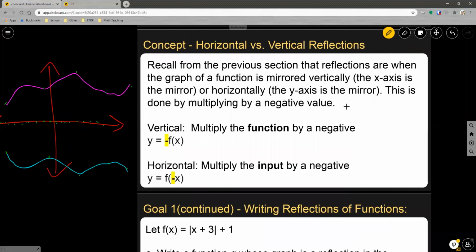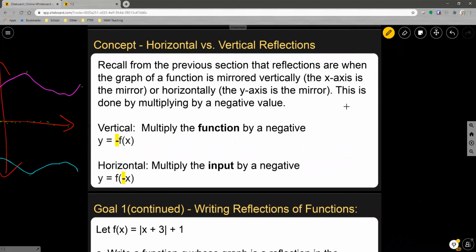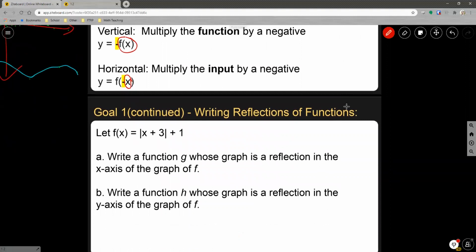Either way we reflect, we are multiplying either the function or the input itself by a negative value. As you can see right here, if it's affecting the whole function, my function in this case is f of x, I put a negative sign in front of it. If I'm making a horizontal reflection, I'm then affecting the input, which is right there, and I'm putting that negative sign in front of the input while it's still inside the function. So let's see this in action.